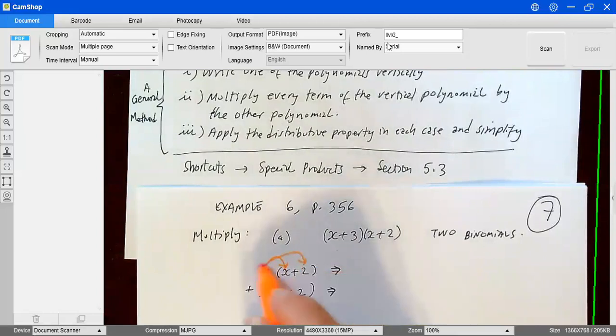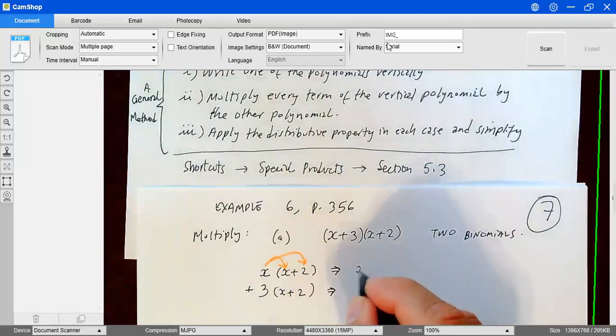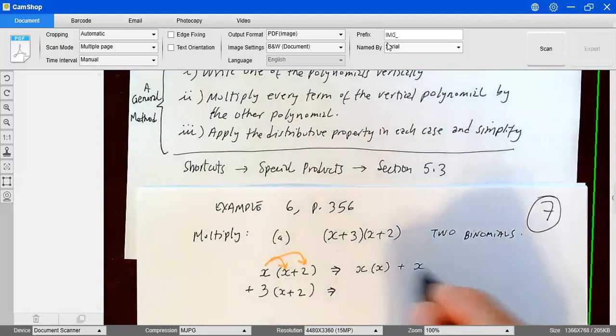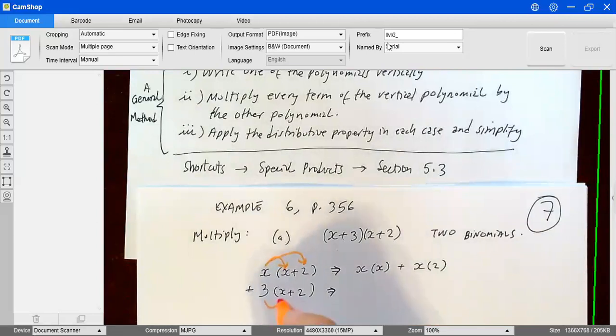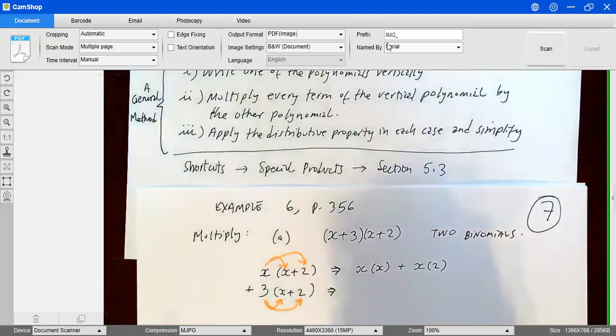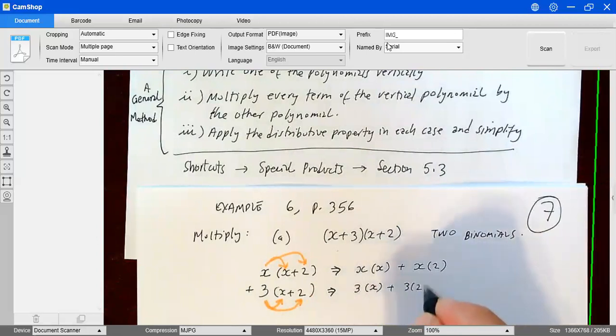So you're going to multiply this monomial by this binomial. You're going to get just x that multiplies x plus x that multiplies 2. And you're going to do the same thing with the other monomial and binomial. So you multiply 3 and the terms of the binomial. So you're going to have 3 times x and plus 3 times 2.